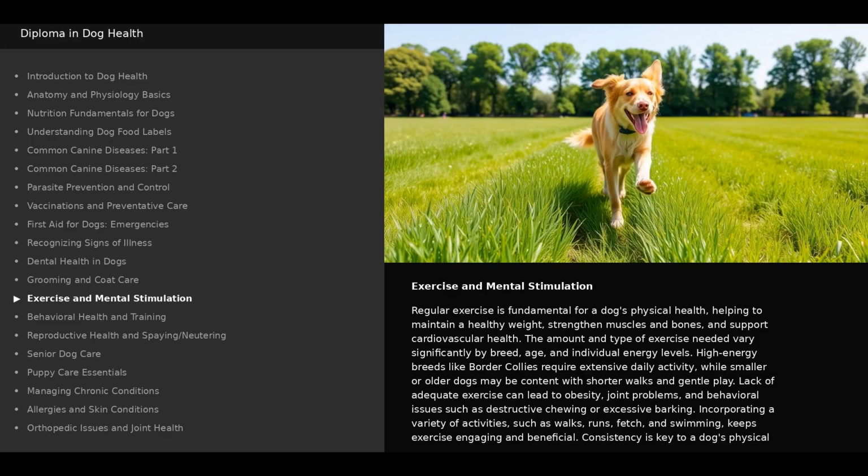High-energy breeds like Border Collies require extensive daily activity, while smaller or older dogs may be content with shorter walks and gentle play. Lack of adequate exercise can lead to obesity, joint problems, and behavioral issues such as destructive chewing or excessive barking. Incorporating a variety of activities, such as walks, runs, fetch, and swimming, keeps exercise engaging and beneficial. Consistency is key to a dog's physical well-being.